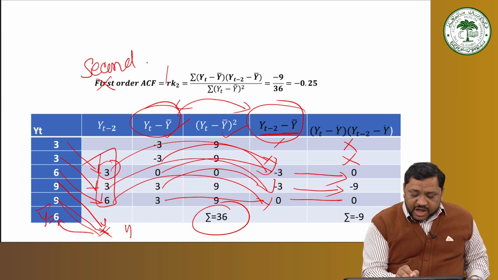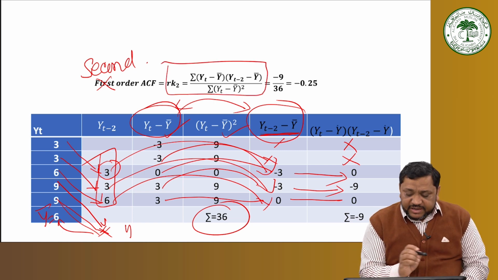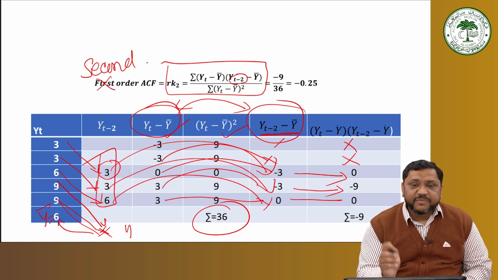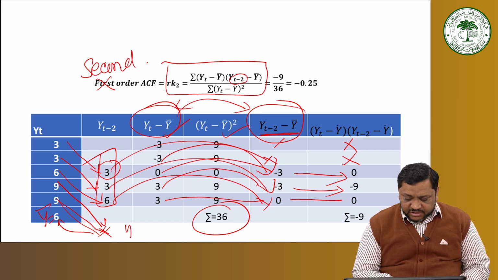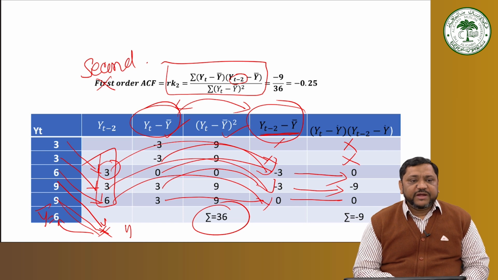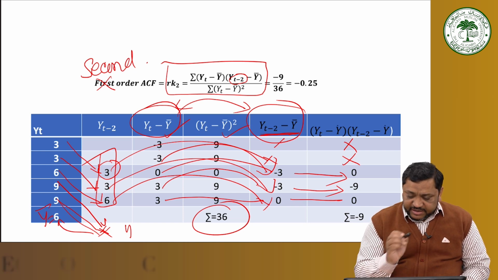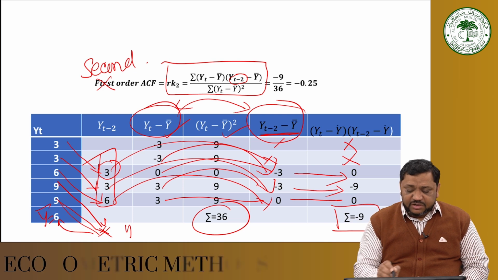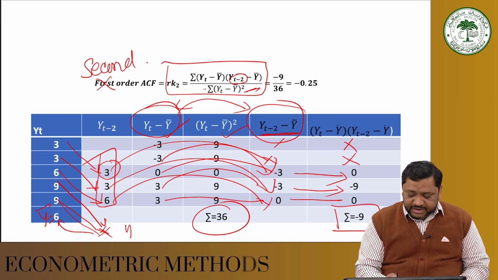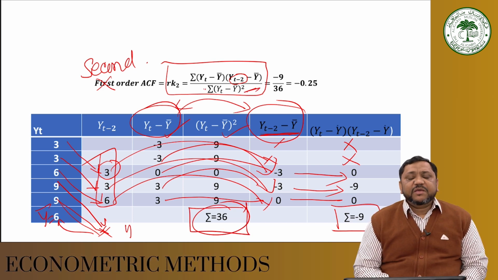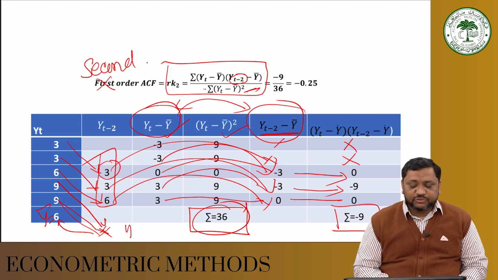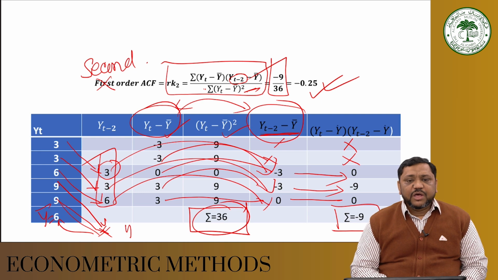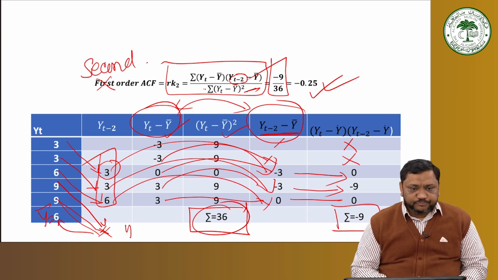The formula of RK2 is just like the earlier case. The only change is that in the first case it was yt minus 1 when we were taking the first lag, and here it is yt minus 2. So we need the summation of this, which is 9, divided by the numerator, that is the summation of (yt minus y bar) square, which is equal to 36. So minus 9 divided by 36 is equal to minus 0.25.